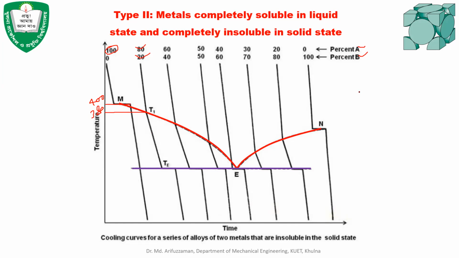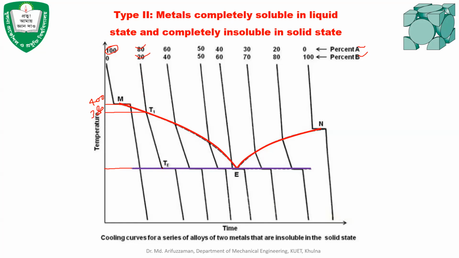Another important thing that occurs in this case, which we have also seen in the type 1 diagram, is that when two metals are mixed together, the solidification does not occur at a constant temperature. There will be a starting point of the solidification, and there will be an end point. In this case, for 80% A and 20% B, the solidification starts at temperature T1 and completes at temperature TE. At this temperature, solidification is completed.